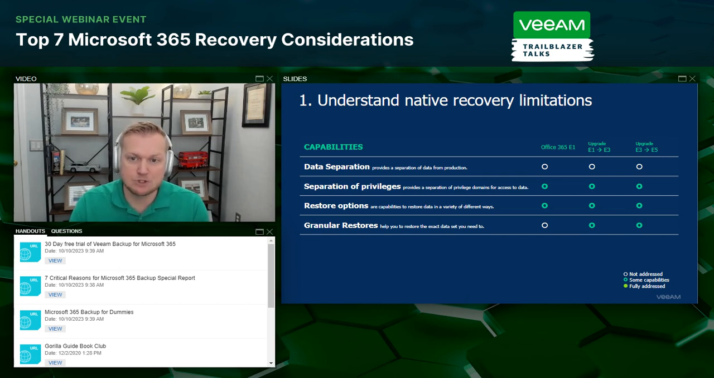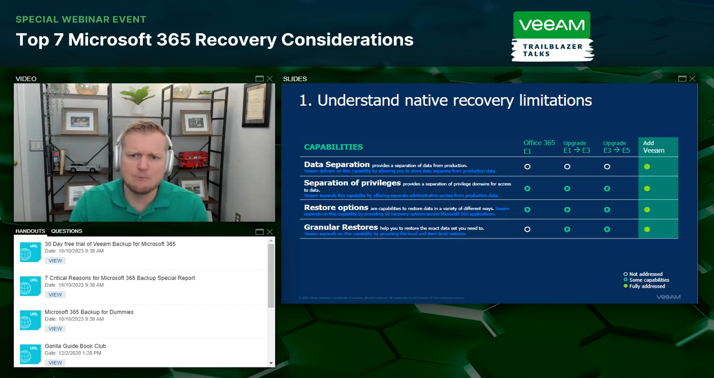Now, when we move upstream from E1 to E3 to E5, right, then we start saying, okay, we might have some additional granular restoration capabilities, right, but only some capabilities, still some limitations there, but still a little more capabilities. And then when we add a solution like Veeam on top of this, you can see that now we're actually addressing a lot of these capabilities.